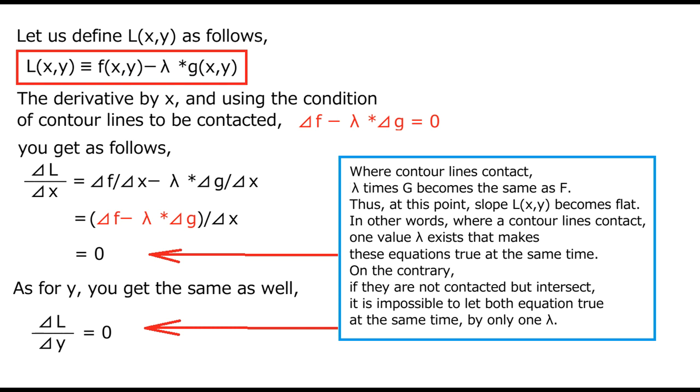Although the value of lambda can be obtained numerically, it is not necessary to do this, because the purpose of introducing lambda is only to find the point where contour lines contact. In other words, the reason that the parameter lambda is introduced is not because we need the value of lambda, but because we want to express the conditional equation that contour lines contact each other. And this purpose is accomplished already by using the same value lambda for both x and y directions.